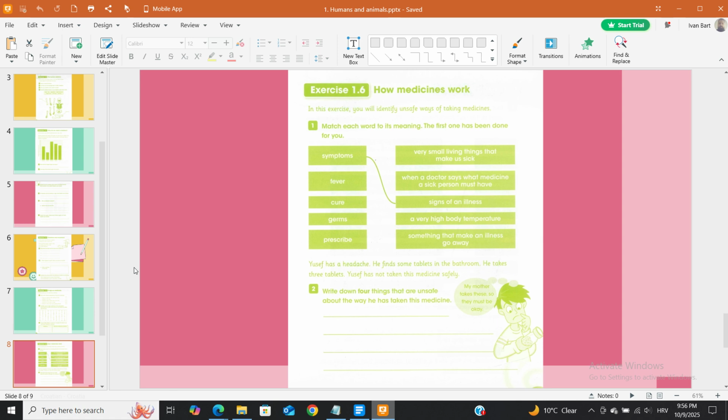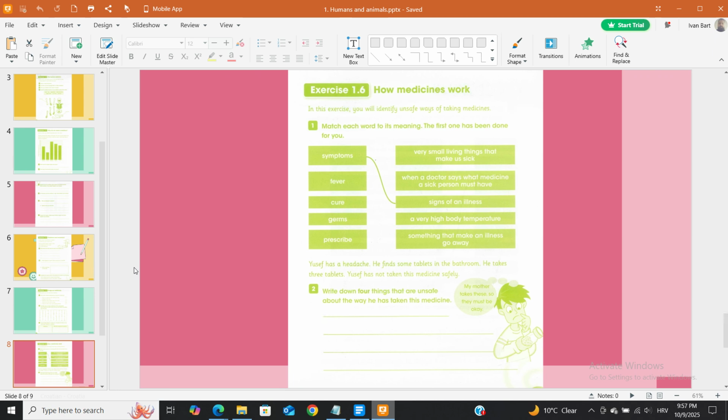Symptoms. Fever. Cure. Very small living things that make us sick. When a doctor says what medicine a sick person must have. Signs of an illness. Germs. A very high body temperature. Prescribe. Something that makes an illness go away.